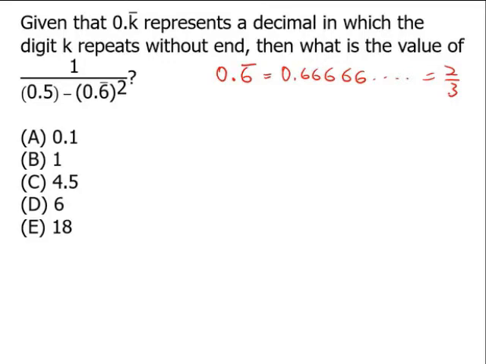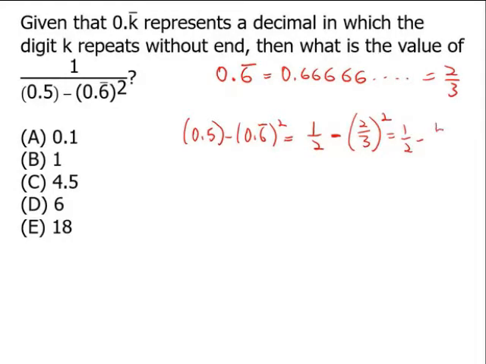Let's just look at that denominator. That denominator, which is 0.5 minus 0.6 bar squared. 0.5 is just 1/2. And then we found here that 0.6 bar, that's 2/3, so that's 2/3 squared. So 1/2 minus 2/3 squared. We're just looking at the denominator. Well, of course, this is 1/2 minus, when we square a fraction, we square the numerator and the denominator.